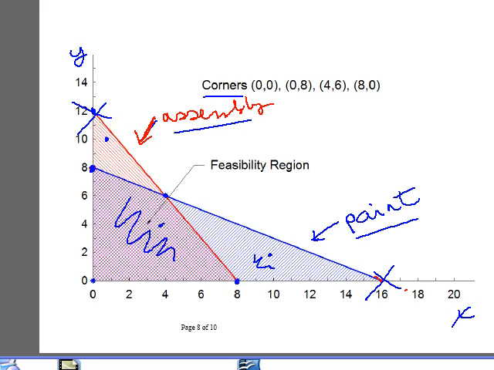Now the theorem of linear programming says that the objective function will be maximized or minimized at one of the corners of the feasibility region, or if it has the same value at 2 corners, it will be along this line of the feasibility region, along this border, the boundary of the feasibility region. So it's going to be maximized at one of these corners of the feasibility region. So what we do is take that objective function and evaluate it at these corners and see where it's maximum.